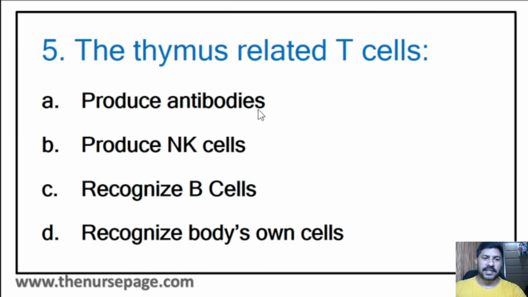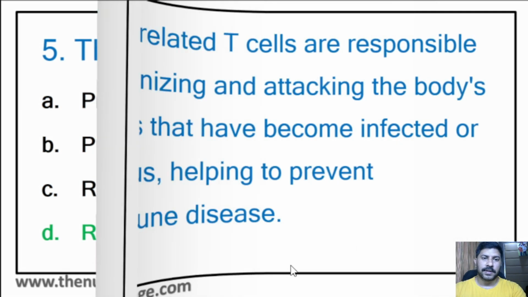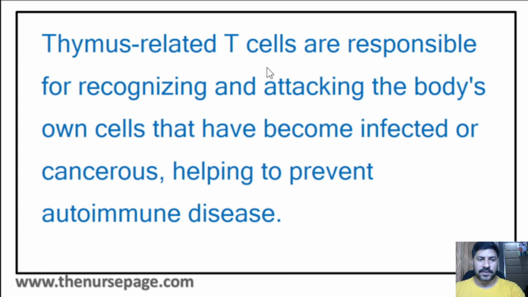Fifth question, the thymus related T cells: produce antibodies, produce NK cells, recognize B cells, recognize the body's own cells. Correct answer here, the T cells recognize the body's own cells. Thymus related T cells are responsible for recognizing and attacking the body's own cells that have become infected or cancerous, helping to prevent autoimmune disease.